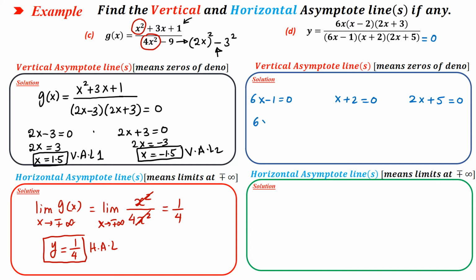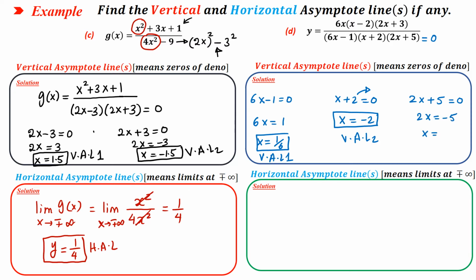For the first one, we have 6x equals 1, divided by 6, you'll get x equals 1 over 6. This is the first vertical asymptote line. And here subtract 2 from both sides, you'll get x equals negative 2. This is the second vertical asymptote line. And the last equation, you have to subtract 5 from both sides, you'll get 2x equals negative 5, divided by 2, x equals minus 5 over 2, which is minus 2.5. So this is the third vertical asymptote line. So for part D, we have three vertical asymptote lines.